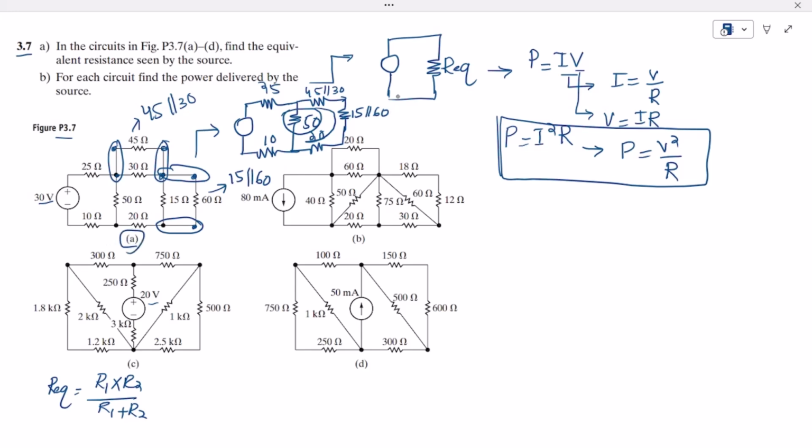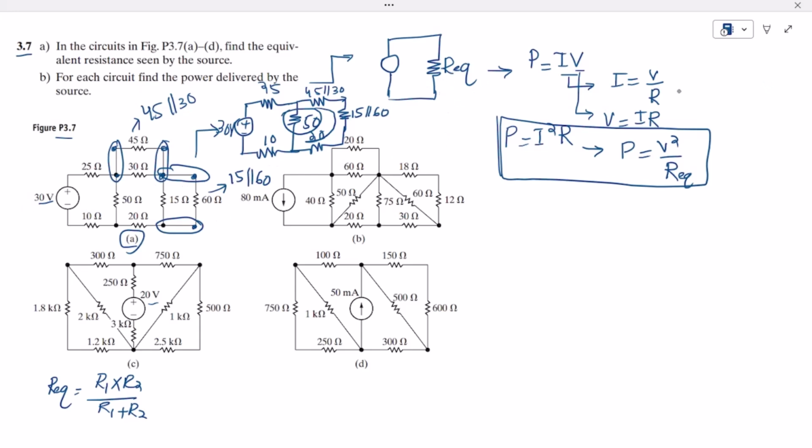After it you will get a circuit with a single voltage source of 30 volts, and P is equal to V squared over R. By applying it, you will use the R equivalent you got, and the voltage will be 30 volts. From it you will get the power which is supplied and then consumed across this R equivalent. So this is part A.